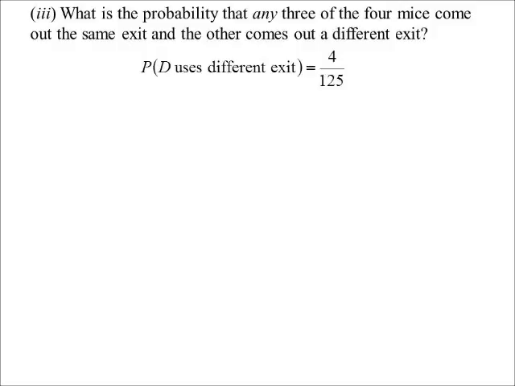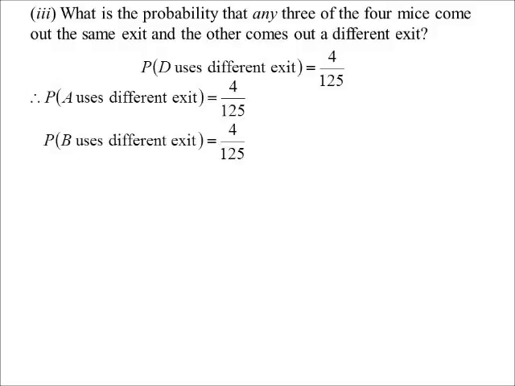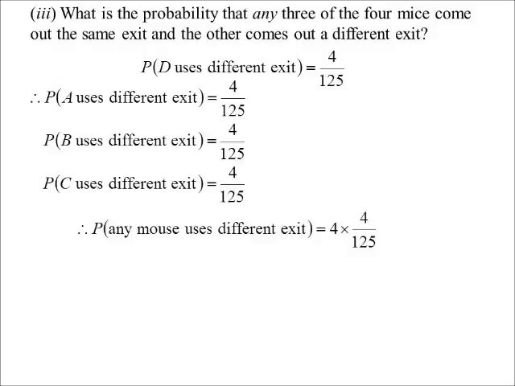Here we're now saying any of them. So the probability that A uses a different exit, if I wanted to work that problem out, would also be 4 in 125. Probability that B uses a different exit would also be 4 in 125. Probability that C uses a different exit would also be 4 in 125. So therefore, the probability that any mouse uses a different exit to the other 3, and those 3 go out the same exit, must be 4 lots of 4 in 125, 16 in 125.